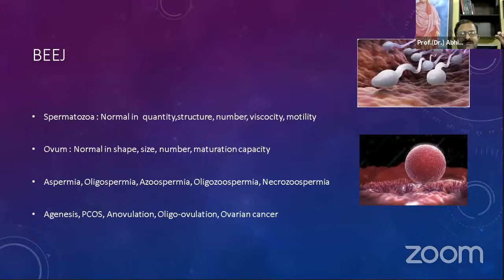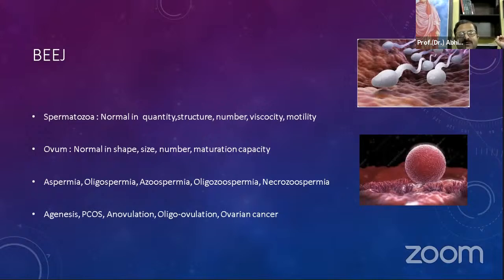And anoogenesis, PCOS, anovulation, oligoovulation, ovarian cancer. These are the abnormal conditions related to the female bija. Anoogenesis means there is no formation of follicles or ovum inside the ovaries. Polycystic ovarian syndrome is a very common disease found in young girls, and due to that, they are not achieving conception.